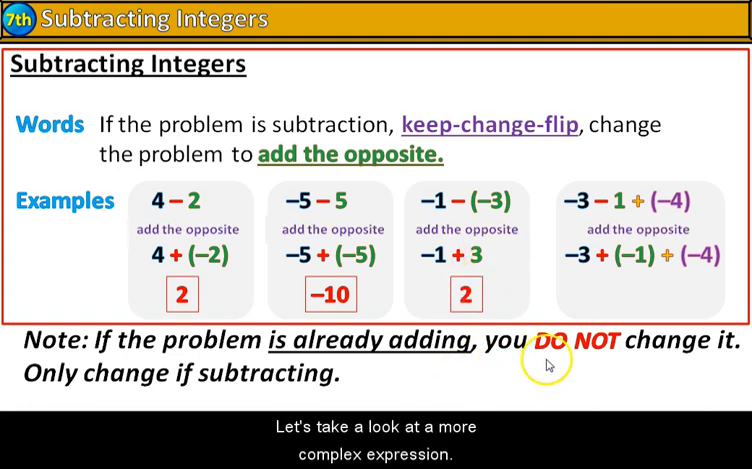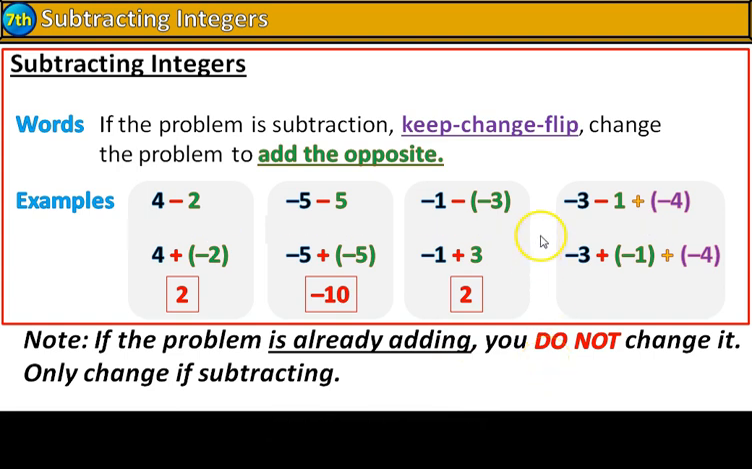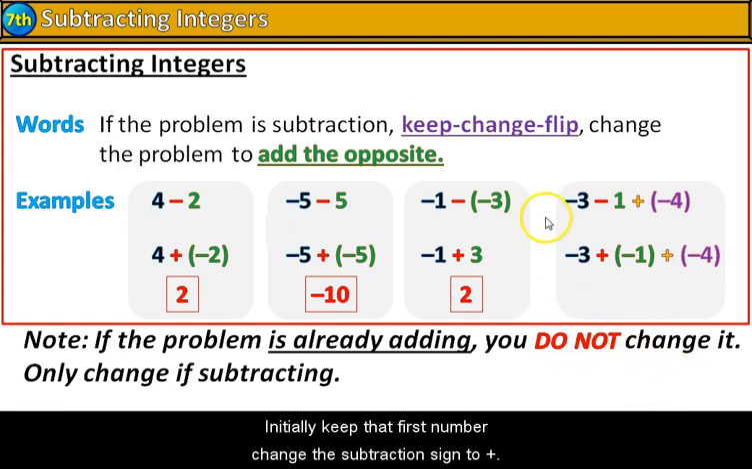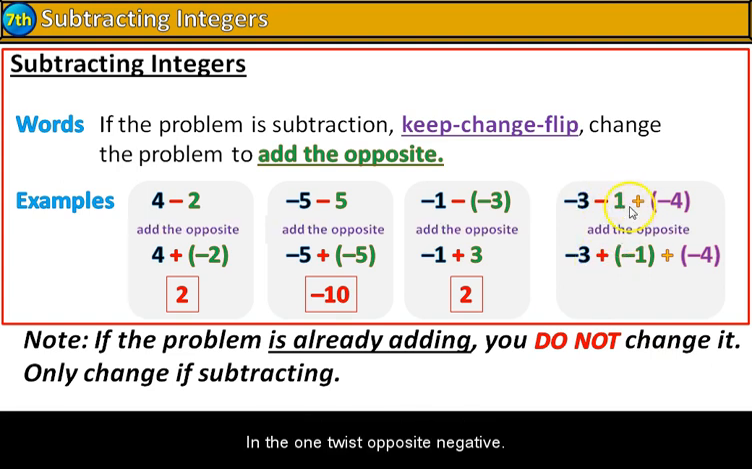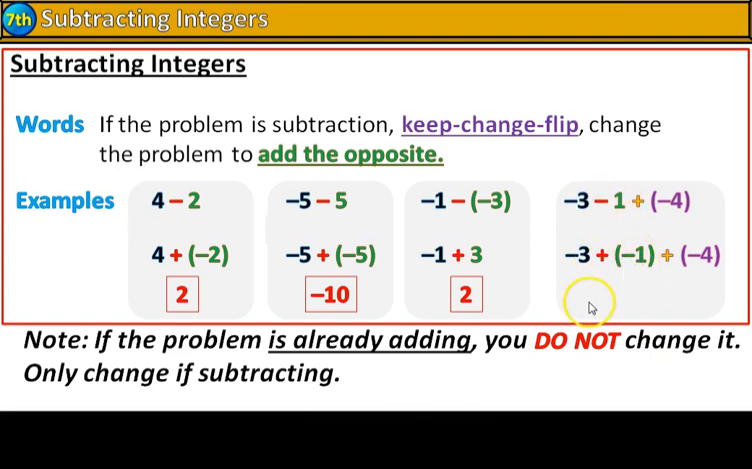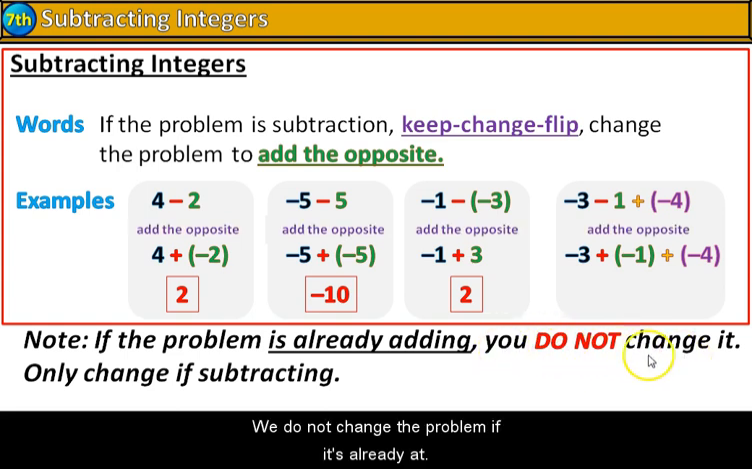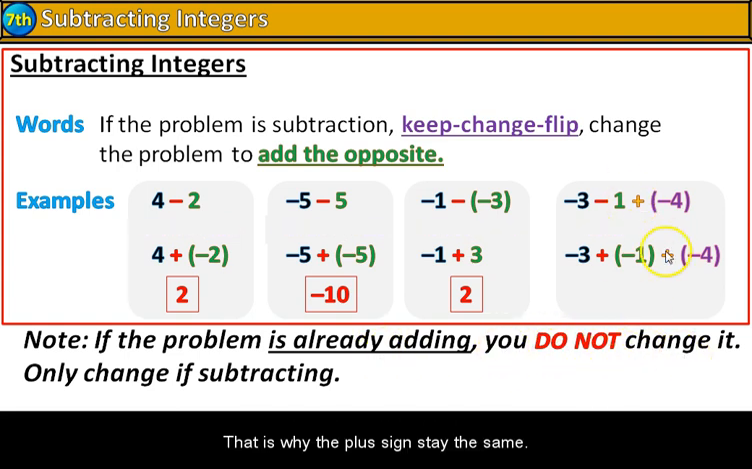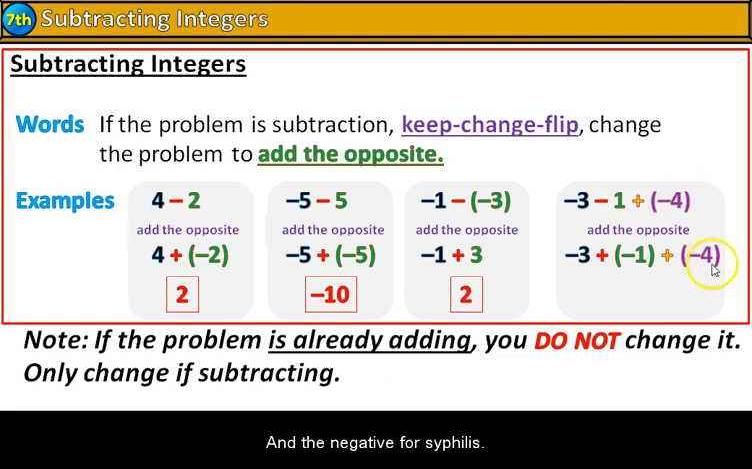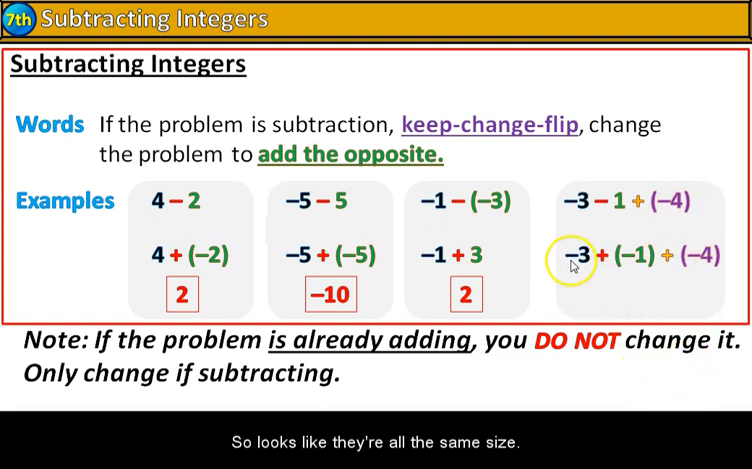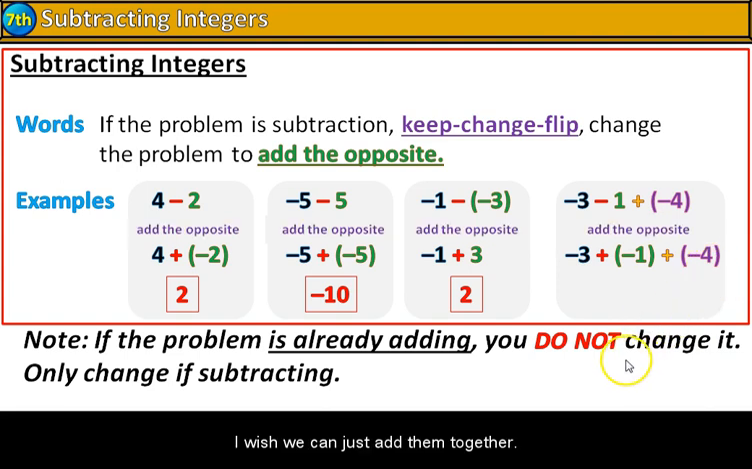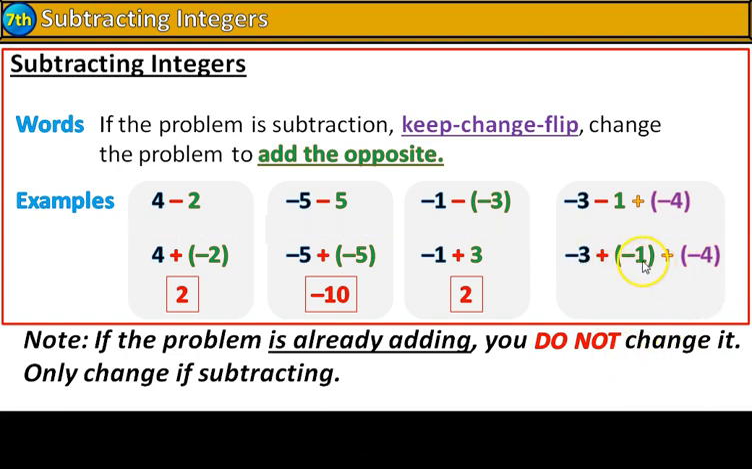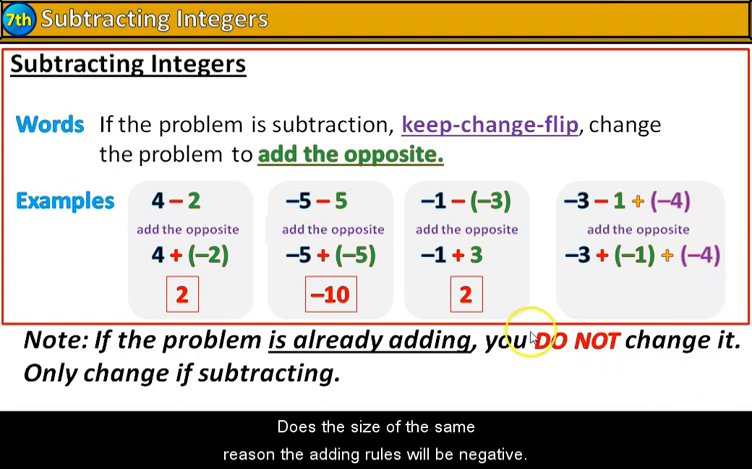Let's take a look at a more complex expression. -1 minus 1 plus -4. Again, we initially keep that first number, changing the subtraction sign to plus, changing the 1 to its opposite, -1, and again, we do not change the problem if it's already adding. That is why the plus sign stayed the same, and the -4 stayed the same. So it looks like they're all the same signs. That means we can just add them together. 3 plus 1 is 4. 4 plus 4 is 8. Since the signs are the same using the adding rules, the answer will be -8.